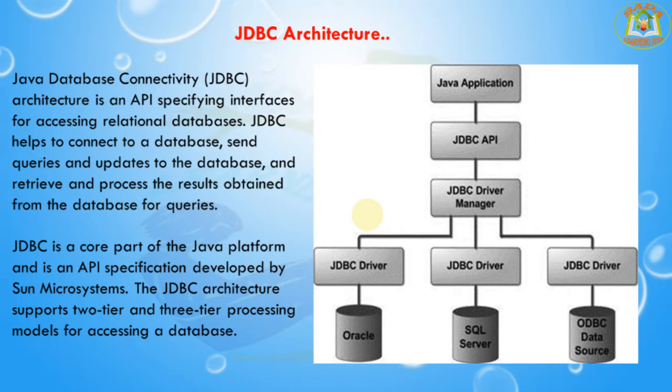Next, JDBC architecture. Java Database Connectivity architecture is an API that specifies interfaces for accessing relational databases. JDBC helps to connect with the database, send queries and updates to the database, and retrieve and process the results obtained from database queries. JDBC is a core part of the Java platform and is an API specification developed by Sun Microsystems. The JDBC architecture supports two-tier and three-tier processing models for accessing databases.